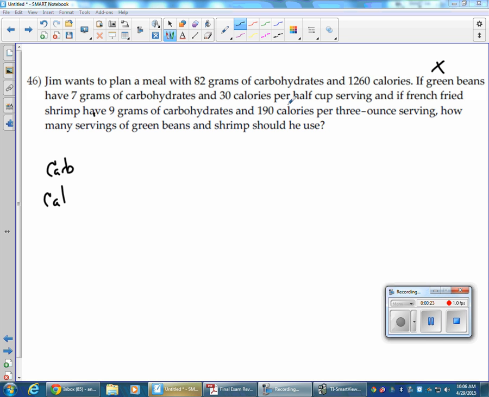And then French fried shrimp have 9 grams of carbohydrates and 190 calories. I'm going to let the French fried shrimp servings be y. And so how many servings of green beans and shrimp should he use?